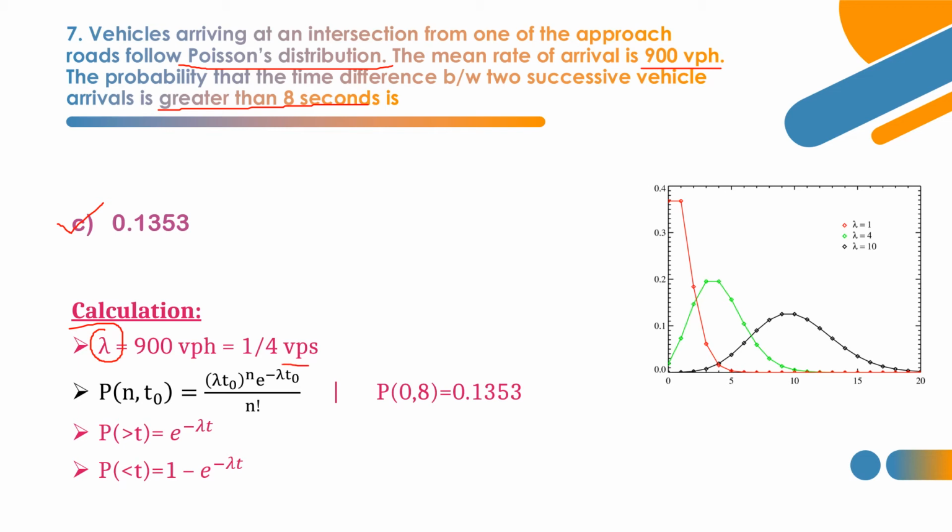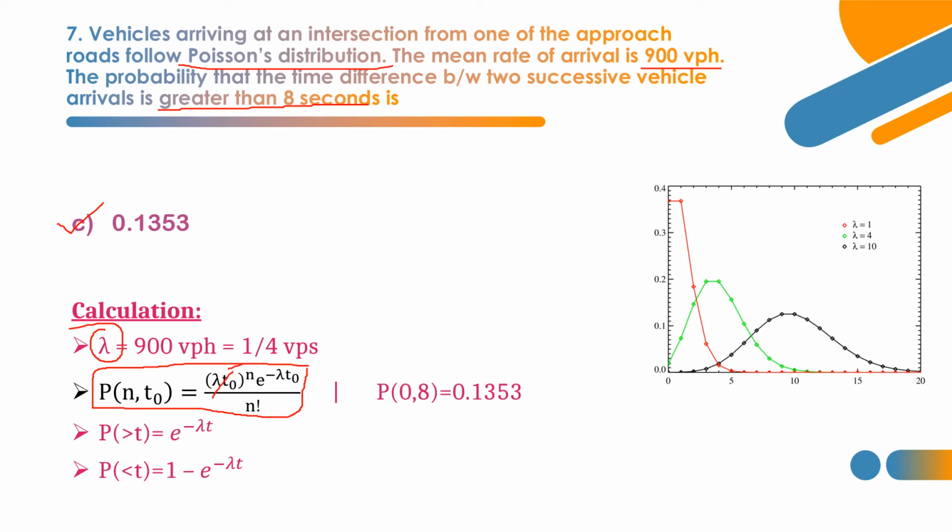So the Poisson distribution is given by this formula: P of n comma t naught is equal to (lambda t naught) power n, e power minus lambda t naught, divided by n factorial. Now we have to find the probability that the time difference between two successive vehicle arrivals is greater than 8 seconds. So that's why n is 0 and time is 8. On substituting, lambda we know is 1 by 4, t naught is 8 seconds. So (1 by 4 into 8) power 0.